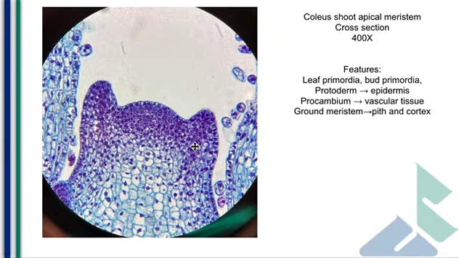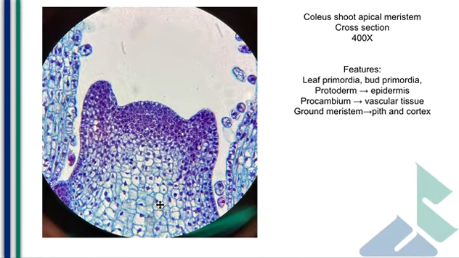Now I'll take a moment here at 400x to make sure that y'all have the similarities between lecture and lab, where you should be able to identify the tunica corpus. Here is our central zone with our 3 layers, the L1 and L2, the tunica, and then L3, our corpus. Beyond that, we get our meristematic regions where you start differentiating between the procambium and the ground meristem.